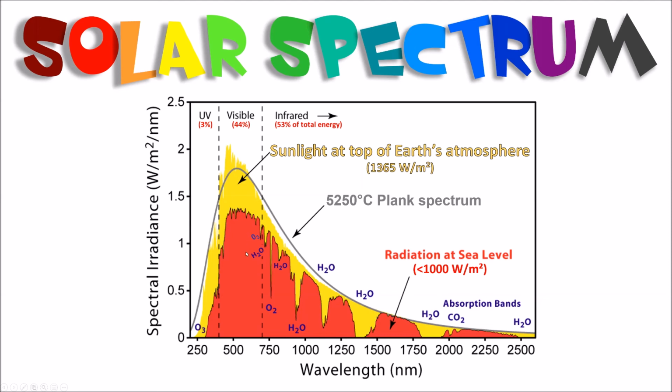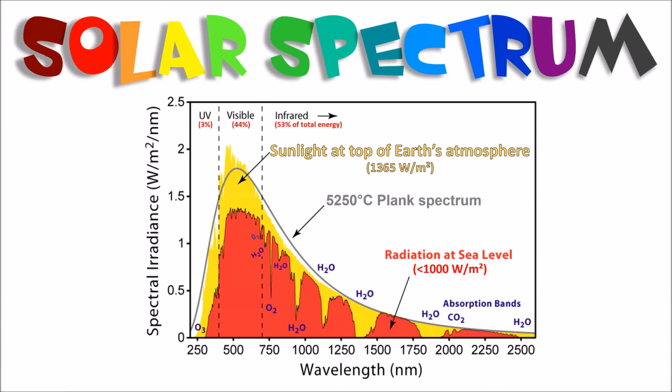In red, we have the radiation that we receive from the sun at sea level. This is below 1000 watts per square meter, and it has several dips as well. And these dips are caused by absorption bands in our own atmosphere. You can see in purple the items like oxygen, water here as well, here, carbon dioxide, water. All this changes the spectrum of the sun once it gets to the Earth's surface.